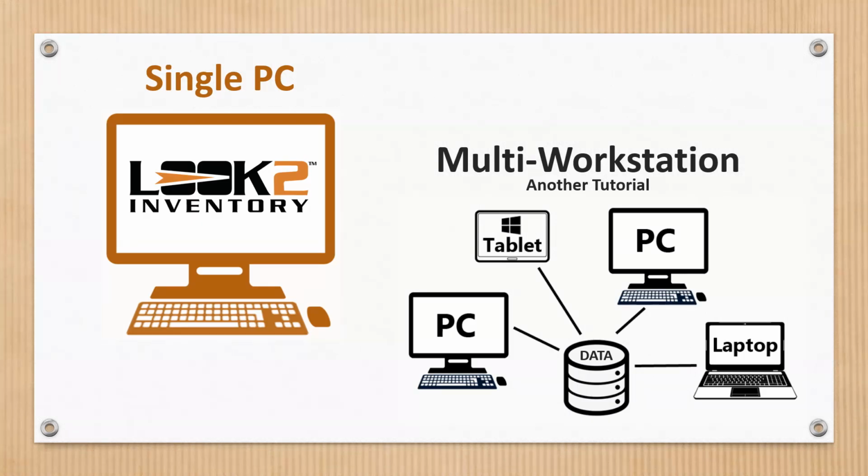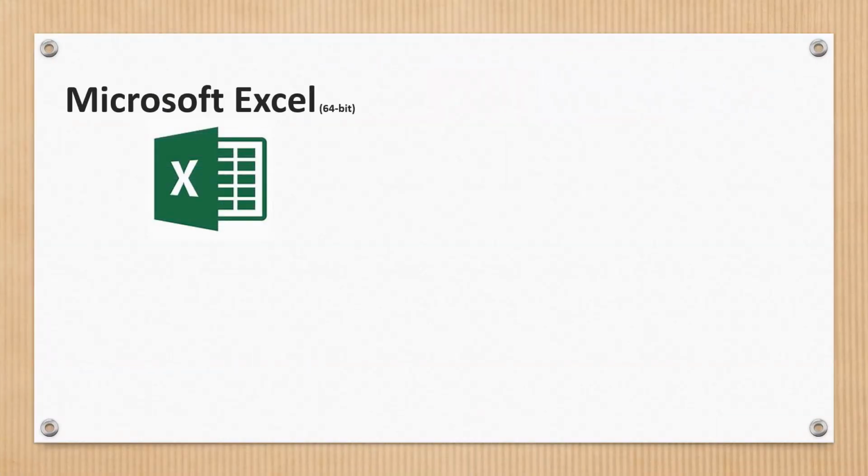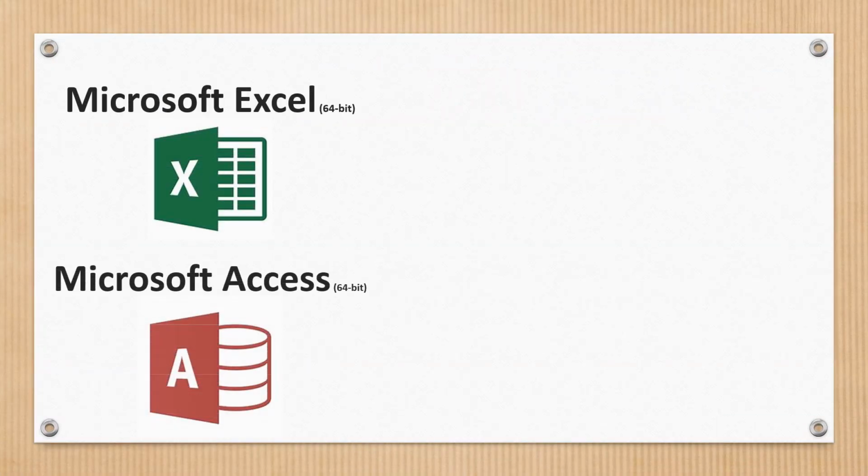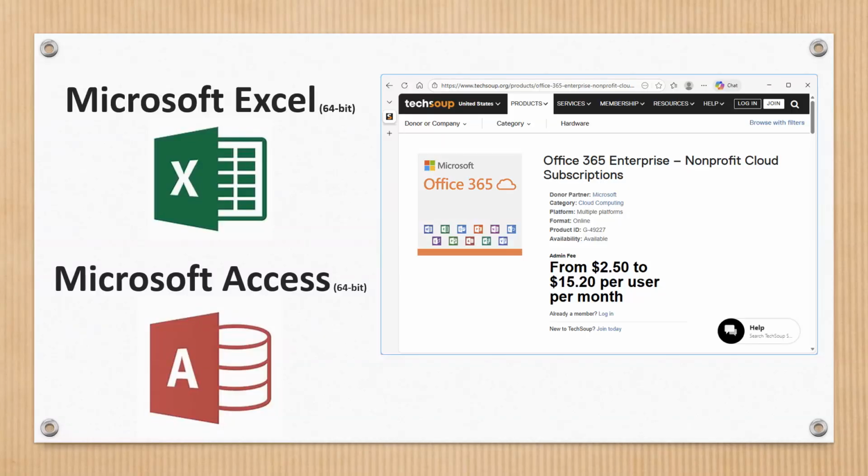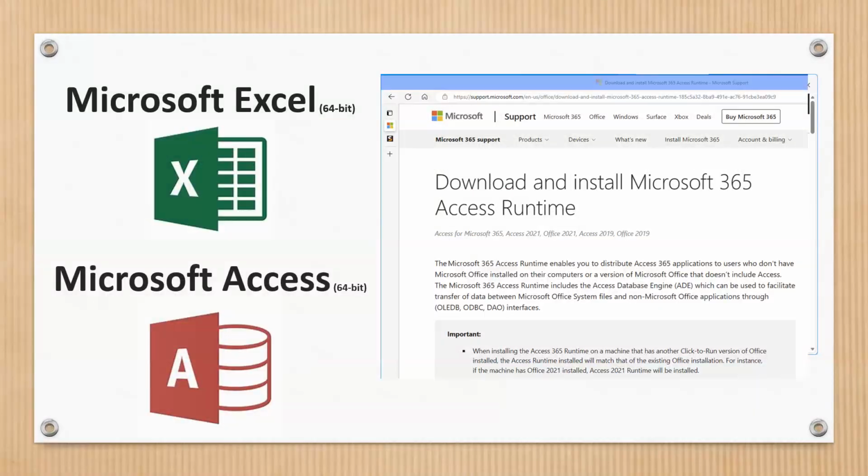Before you begin, make sure you have the 64-bit version of both Microsoft Excel and Microsoft Access fully activated on your computer. Nonprofits can get amazing deals on Microsoft licenses at TechSoup.org. Be sure to select a license that includes Access. Alternatively, you can download a free runtime version of Access directly from Microsoft, but know that it does have limitations, and a full license is preferred for at least one of your PCs.